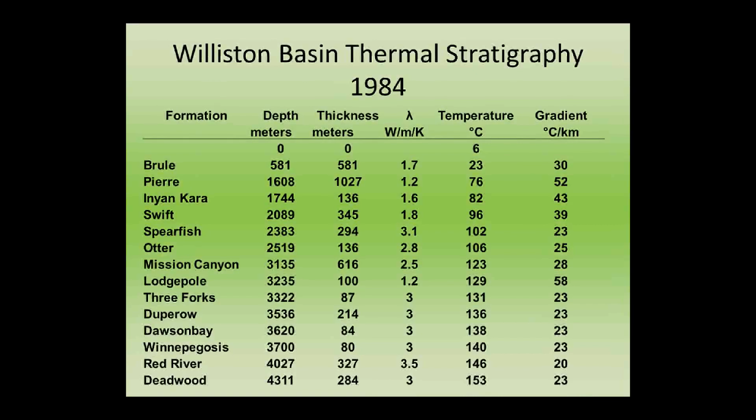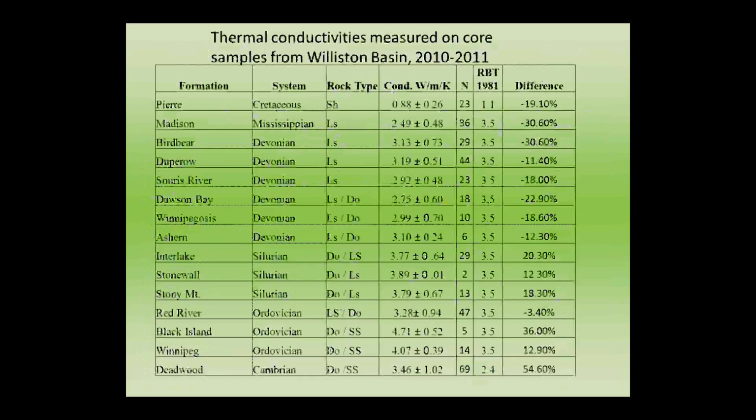Now when we step forward and see how we're doing it today, it's a lot different in this sense. We've been making thermal conductivity measurements for the last 3 years now, and there are some dramatic differences between what was in the literature for generalized rock types and what we actually have in the basin here. And if you look over on the right, you can see the percent difference in thermal conductivity between data that was published in 1981 and what we're seeing today. Sometimes we have higher thermal conductivities, sometimes we have lower conductivities.